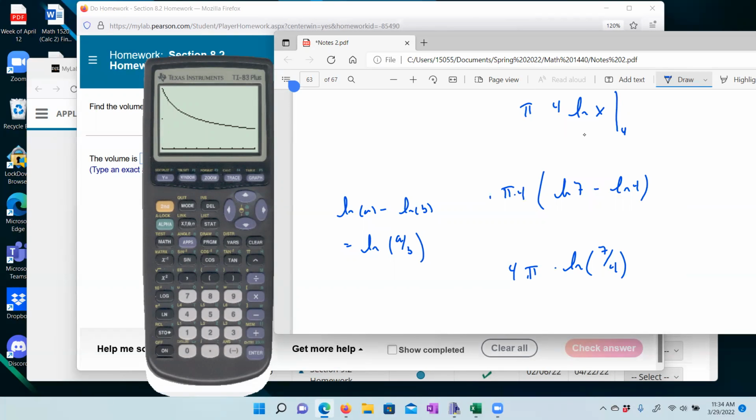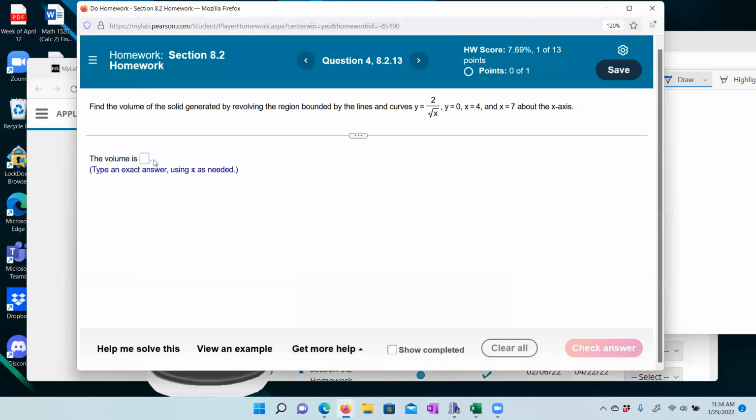Okay, it's important to remember your logarithmic rules here. And then we have a pi. So that would be our answer for this. They wanted exact, so use pi.